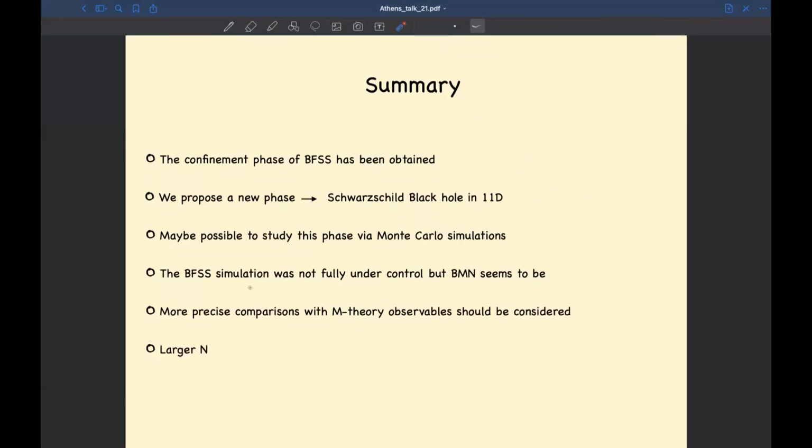But again, to see if this claim holds, we should do much more precise comparisons with M-theory observables. This requires quite a lot of work. But of course, one simple example would be to just try to push to larger N and verify these results more rigorously.